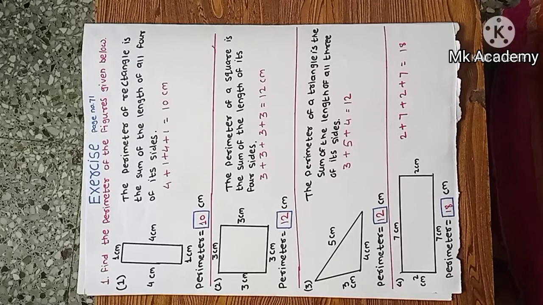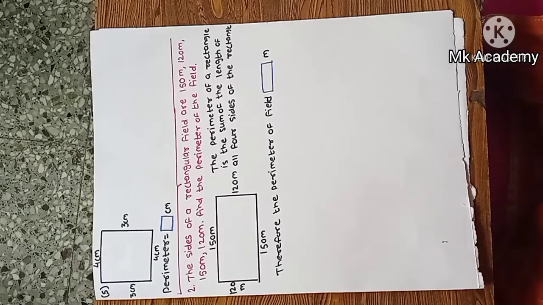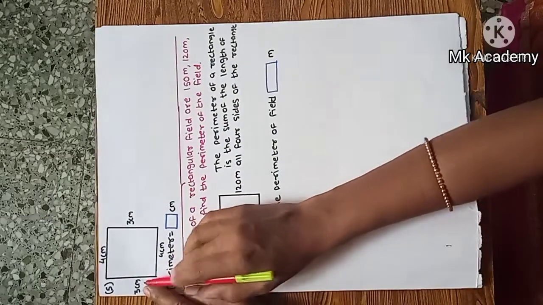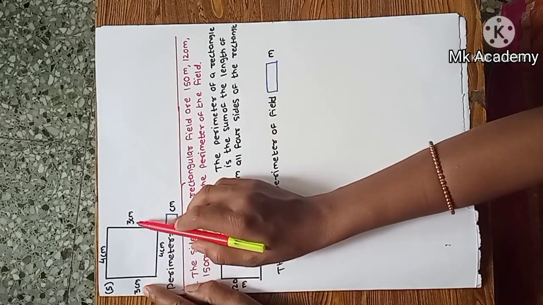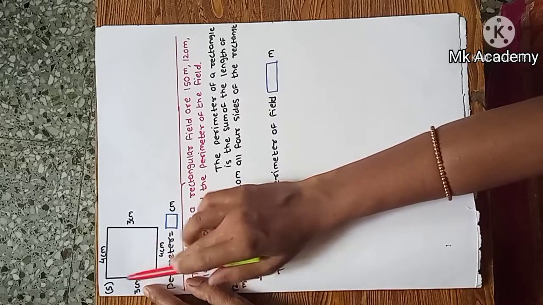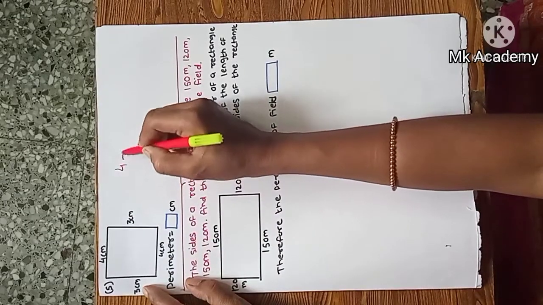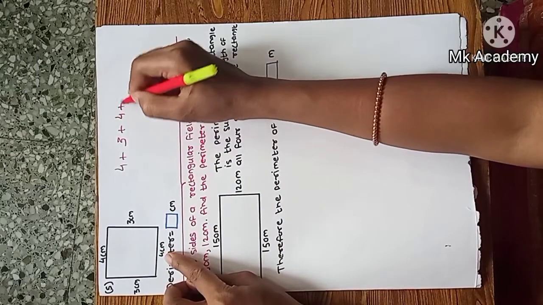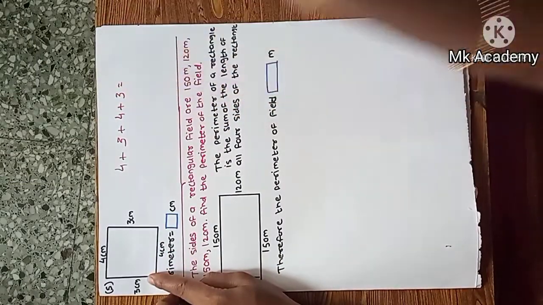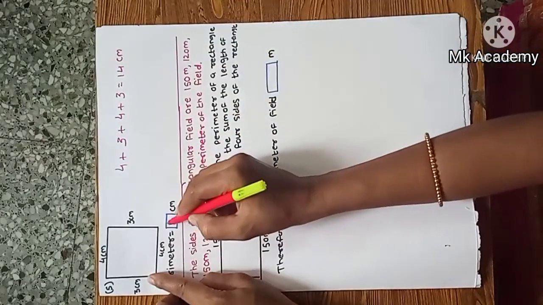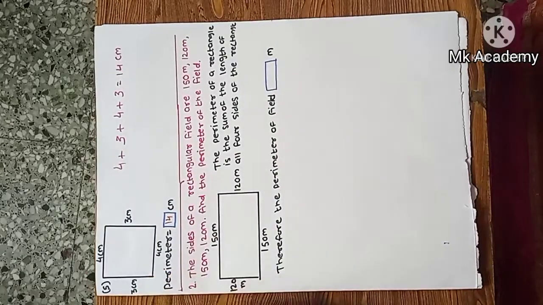Now see the next example. Now see this figure. This figure is a rectangle. See these sides are 3 centimeter. Opposite sides are equal: 3, 3, 4, 4. Means the perimeter of this rectangle is the sum of the lengths of 4 sides, means 4 plus 3 plus 4 plus 3 is equal to 14 centimeter. Means the perimeter of this figure is 14 centimeter.